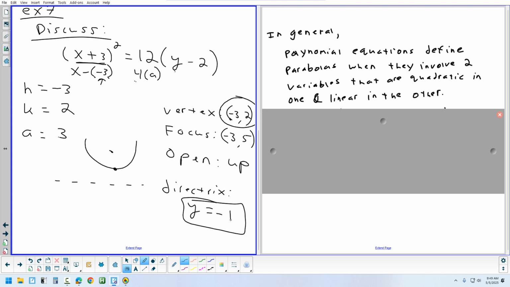All right, any question on that one? All right, so that's pretty much all we're going to look at with parabolas. That's our first conic section.